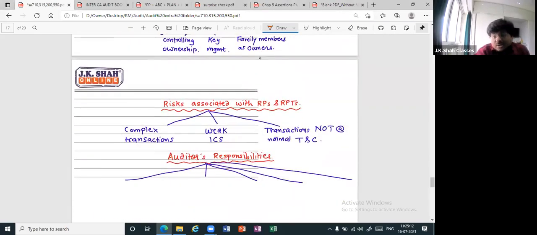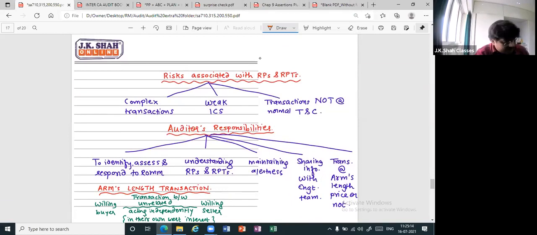Now see, what are the risks associated with related parties? Firstly, there may be complex transactions they may enter into. Then there is a weak ICS of the company. If there is a weak ICS, obviously manipulation becomes simple. And the transactions are not at normal terms and conditions with the related parties. For a simple example, if I sell to an outsider, I will sell at the normal selling price. If I sell to a related party, I will sometimes not even charge money. It may be for no consideration at all. Shareholders will ultimately suffer.